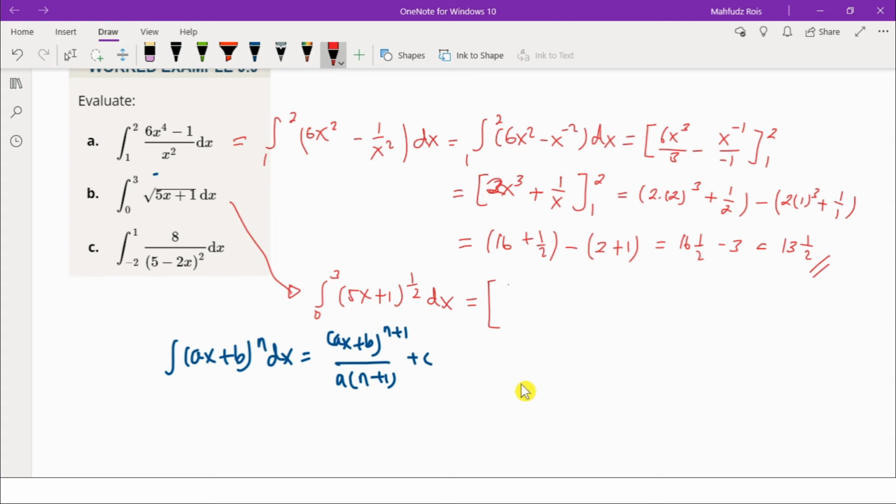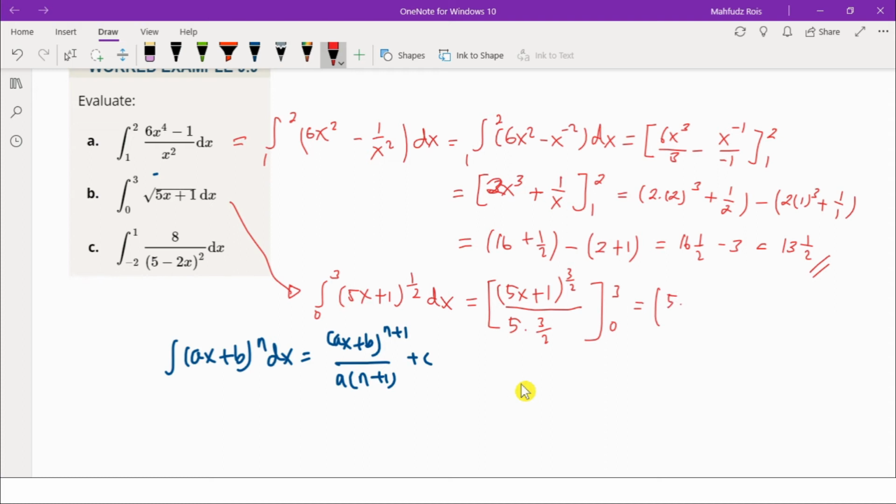So it will be 5x plus 1 to the half plus 1, which actually is 3 over 2, over a is 5, so 5 times 3 over 2, and the limits from 0 to 3. So if we continue this, we substitute by 3 first, or we can just simplify it first. We can do it directly actually.